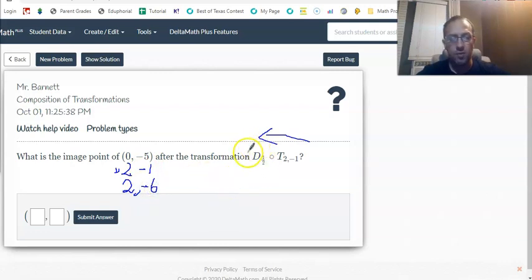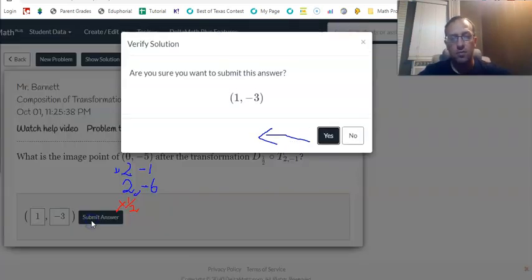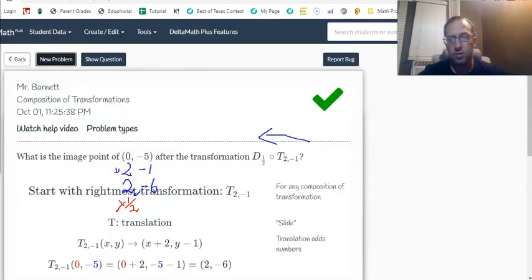Then, from that, we're going to do the dilation. So now I'm going to dilate it from the origin with a scale factor of 1/2. Since it's coming from the origin, all I have to do is multiply by 1/2. So 1/2 of 2 is 1, and 1/2 of -6 is -3. Let's submit our answer and see how we did. Yes, I am sure. And we got it right. Always start with the rightmost transformation and move to the left.